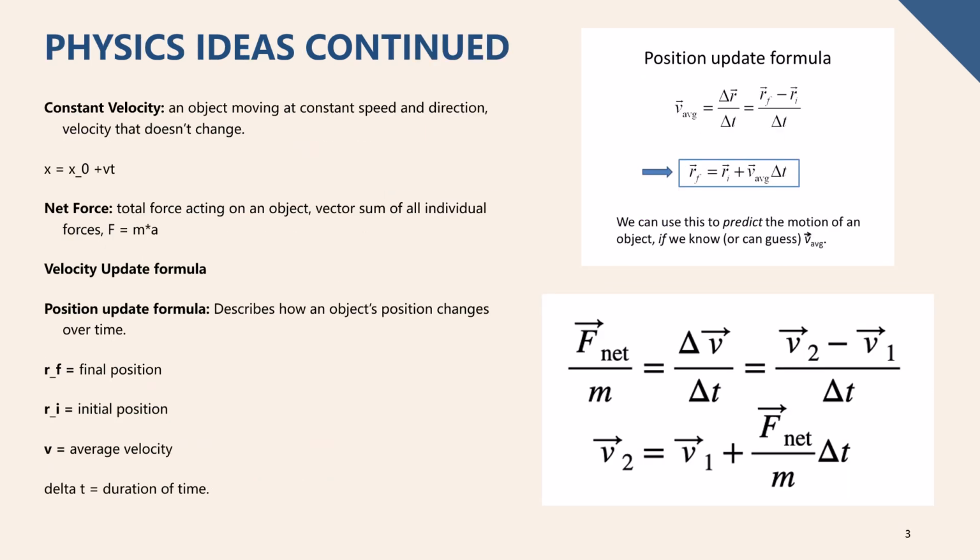So the other physics ideas used: constant velocity means an object that was moving at constant speed and direction, and its velocity didn't change. The formula used is x equals x naught plus vt. Net force is the total force acting on an object, the vector sum of all the individual forces added together. So F equals ma, m is mass, a is acceleration. The velocity update formula is shown right here, which I'll demonstrate how to use later on. The position update formula, as you can see in this picture here, describes how an object's position changes over time. Rf is the final position, Ri is the initial position, v is average velocity, and delta t is the duration of time.